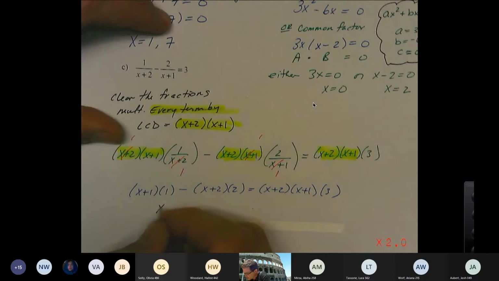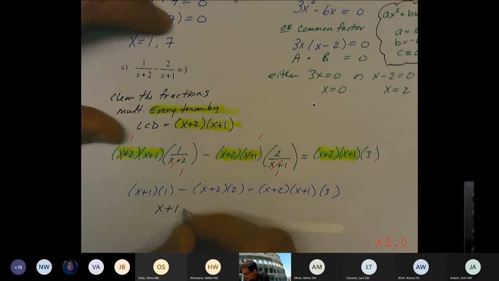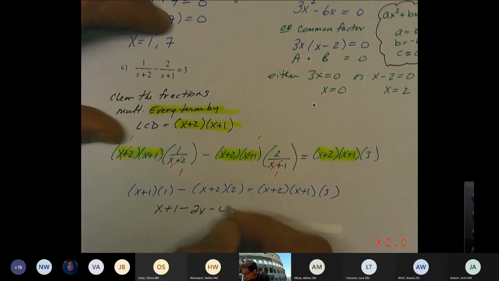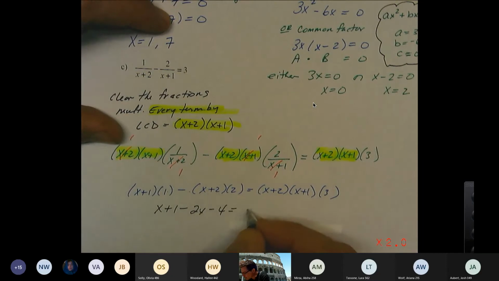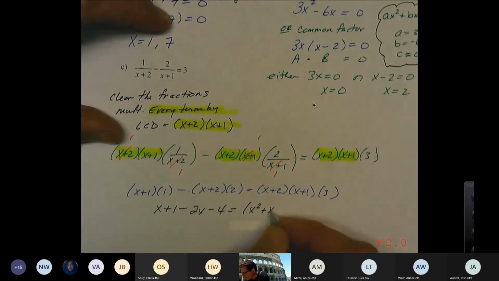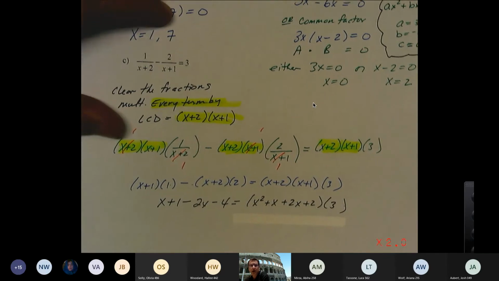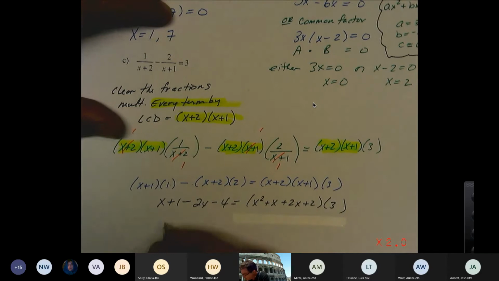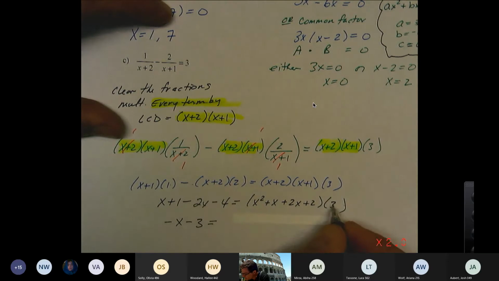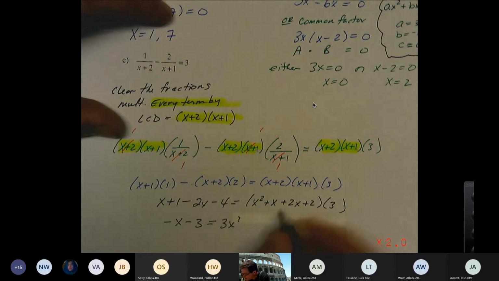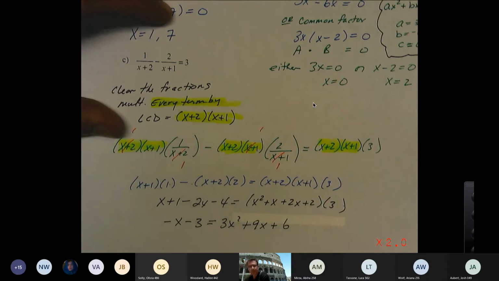So then I expand. So 1 times x is x. 1 times 1 is 1. Negative 2x, negative 4. X times x is x squared. Plus 1x plus 2x plus 2. Leave the 3 on the outside because I chose to. I can do it in any order that I want. This will be x minus 2x, which is negative x. Positive 1 minus 4 is negative 3. This will be 3x squared. This is going to be 3x times 3, which is 9x. And this is going to be 2 times 3, which is 6.